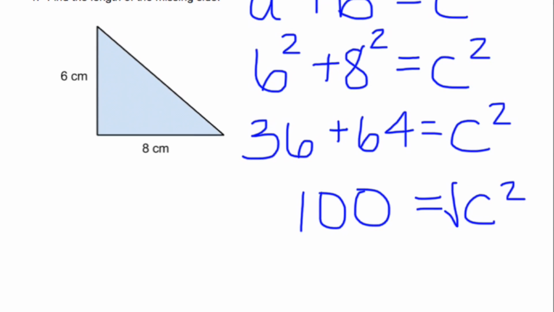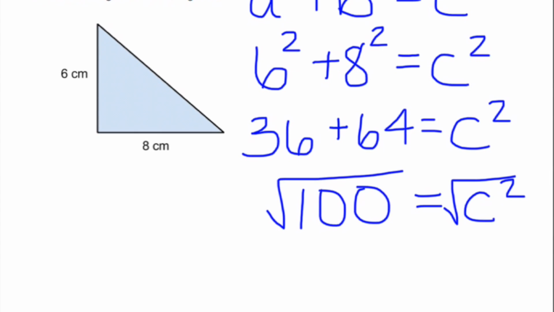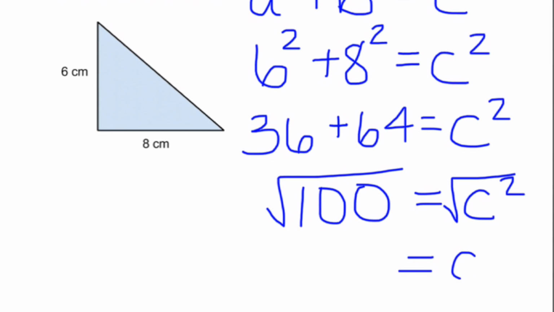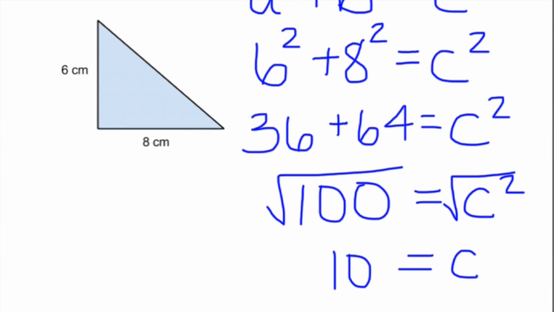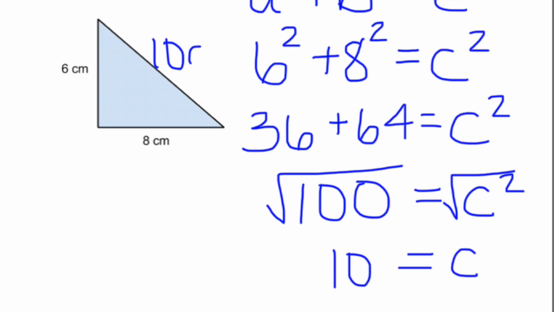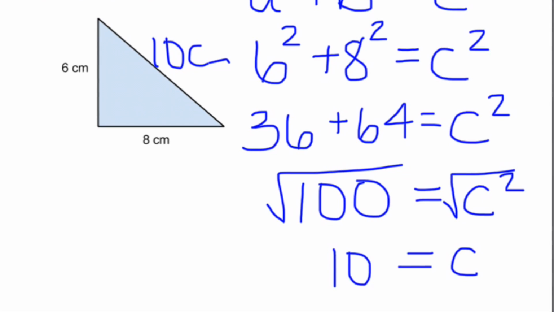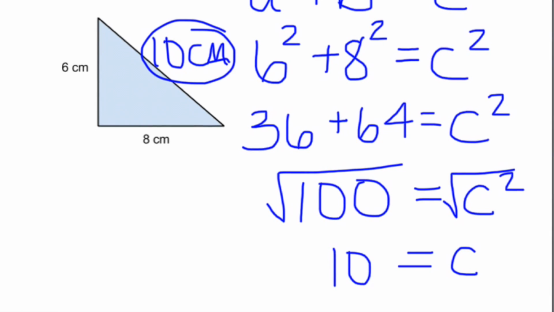And to get c by itself, we're going to take the square root of each side, and we get that c equals plus or minus 10, but positive 10 is the only number that makes sense. So 10 centimeters is the length of our missing side.